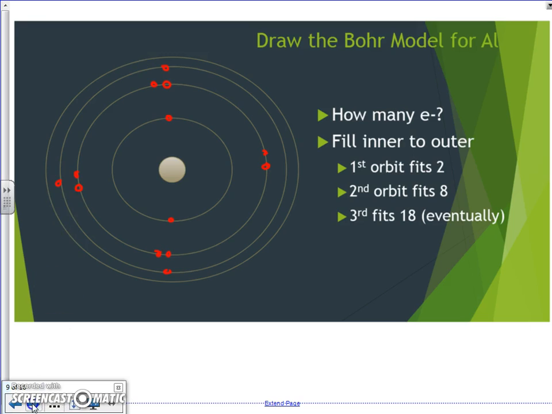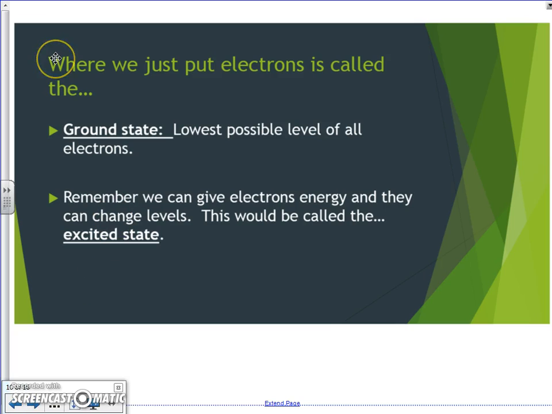You just keep filling. Alright, so where we just put the electrons, this is called the ground state. So this was the lowest possible places I can put each of those electrons. Just remember though, we can give electrons energy, either putting them in a fire, charging them with some electricity or something like that. When we do that, they become excited. We call this the excited state. Kind of makes sense. Ground state, low energy. Excited state, high energy.